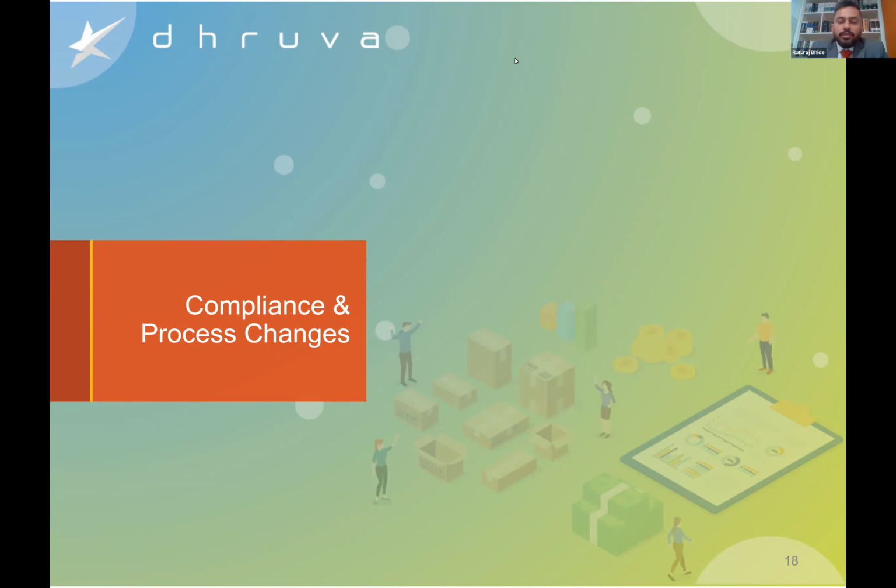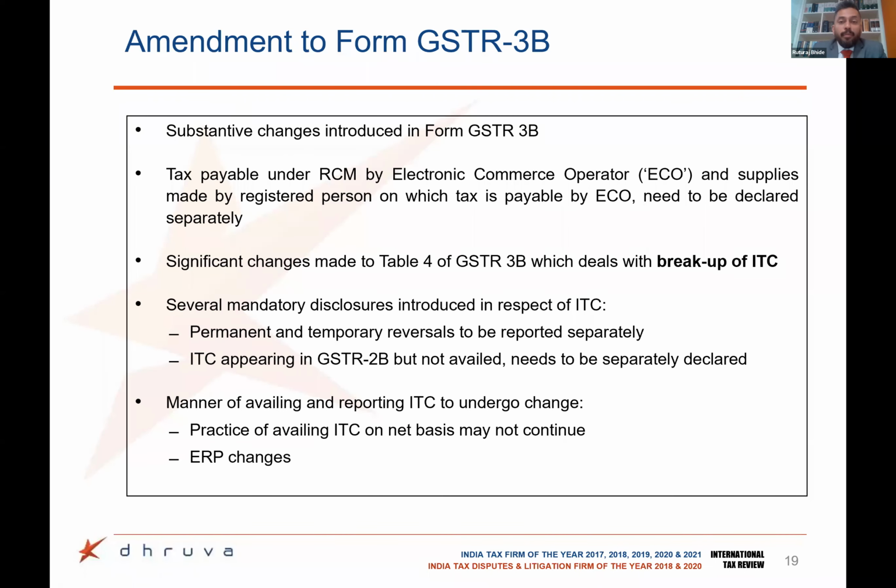So the first important change which has happened in case of compliances or processes, I would say, is the change in GSTR 3B, which is on the next slide. So there have been several changes or amendments made in the form GSTR 3B. As of now, these changes have not been made on the portal. So if you log in and try filing your GSTR 3B, you would not see these changes. These have been amended in the rules. These are yet to be incorporated at a portal level.